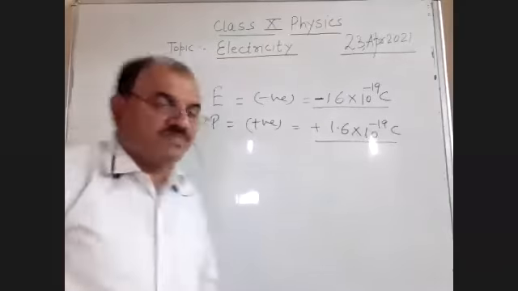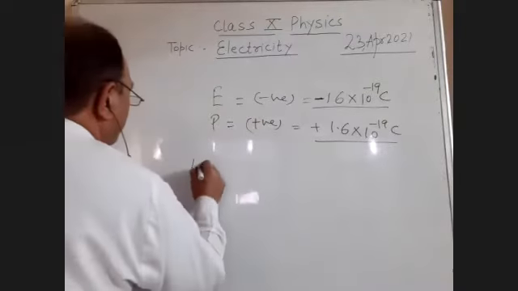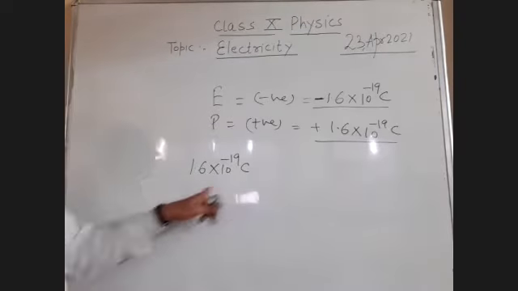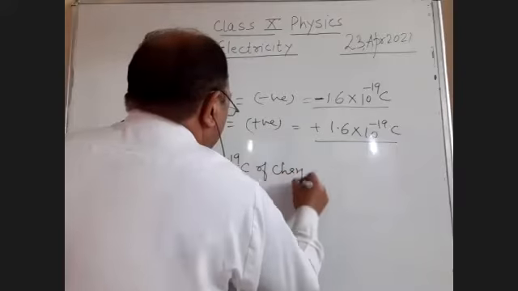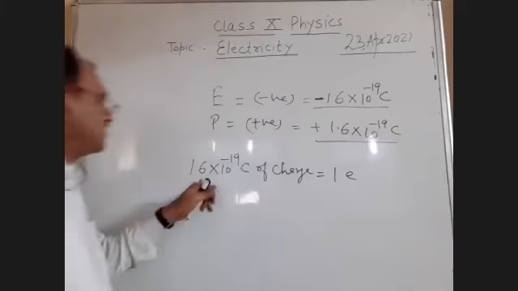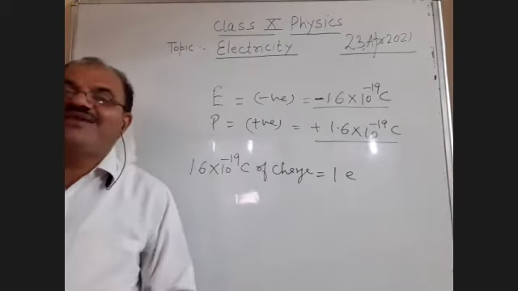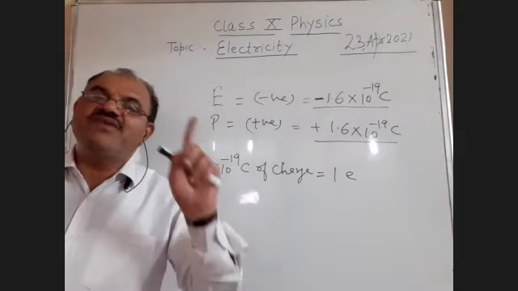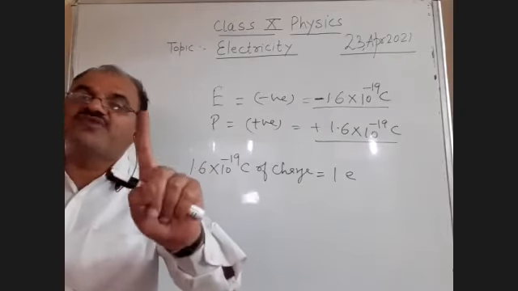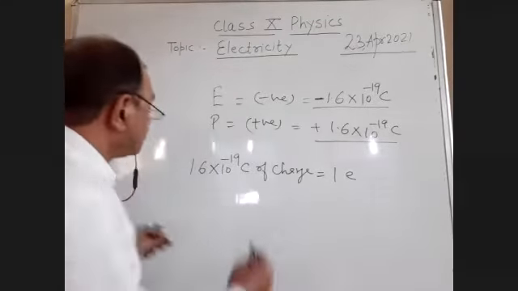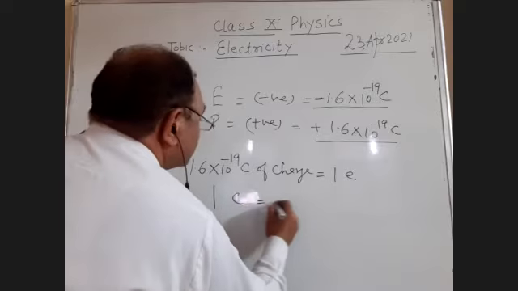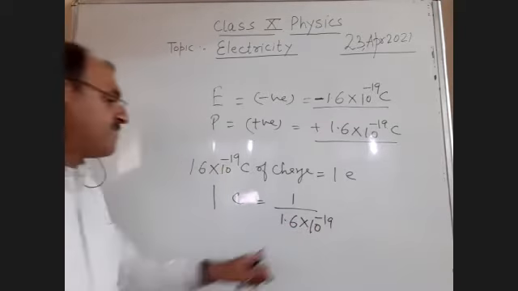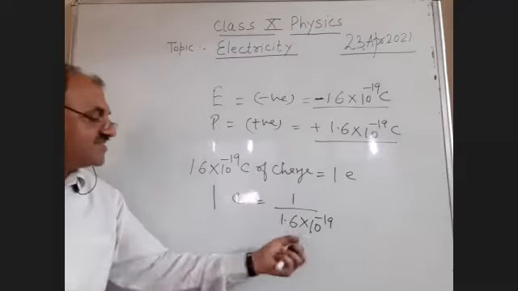Now, here, students, 1.6 into 10 raised to the power minus 19 coulomb is the charge on 1 electron. Now we have to calculate for 1 coulomb of charge: in 1 coulomb of charge, how many electrons? For 1 coulomb of charge, simply 1 divided by 1.6 into 10 raised to the power minus 19. This is the numerator, this is the denominator, students.